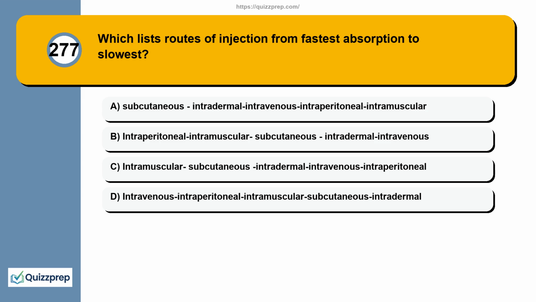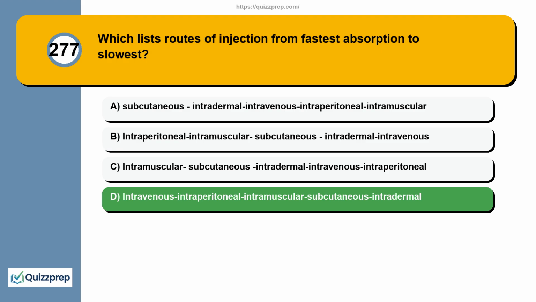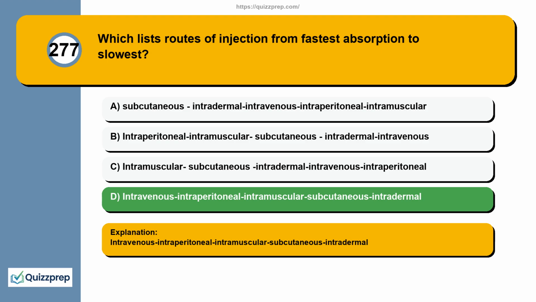Option B, intraperitoneal, intramuscular, subcutaneous, intradermal, intravenous. Option C, intramuscular, subcutaneous, intradermal, intravenous, intraperitoneal. Option D, intravenous, intraperitoneal, intramuscular, subcutaneous, intradermal. The correct answer is Option D: intravenous, intraperitoneal, intramuscular, subcutaneous, intradermal.